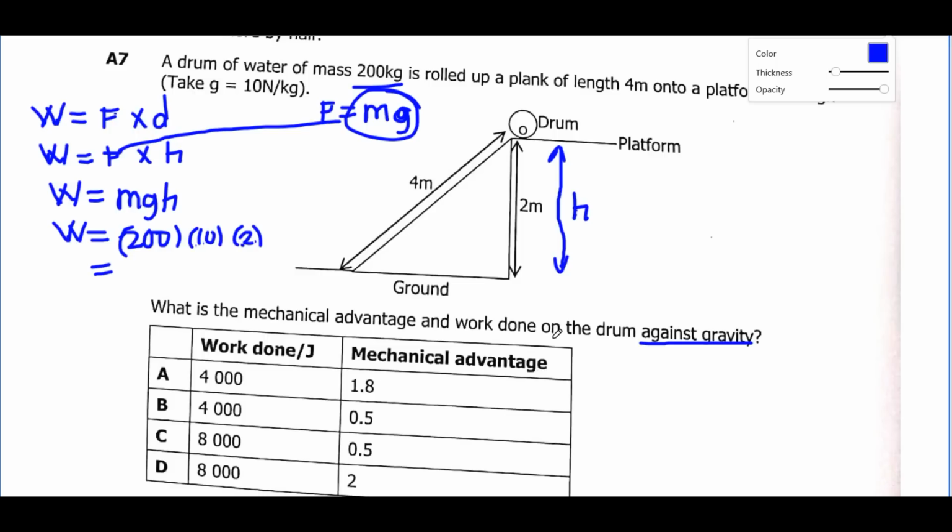So 200 times 10 is 2000, times 2 is 4000. So the work done is 4000 joules. So between A and B, we need to have this.